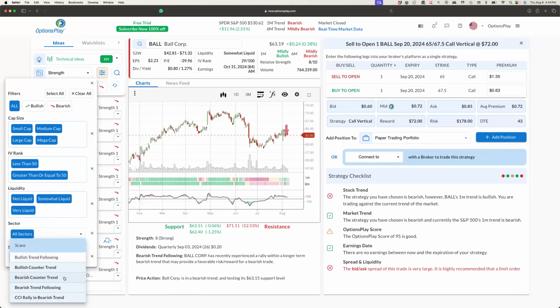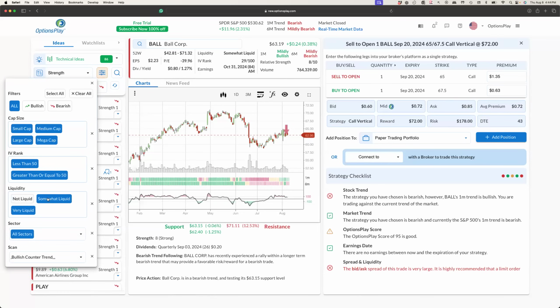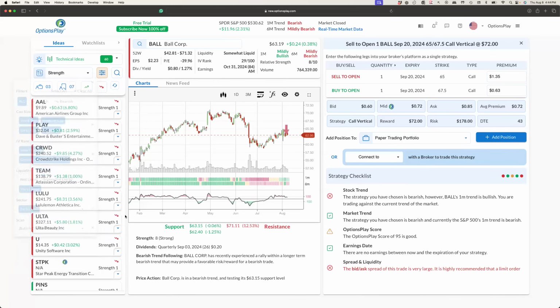But like I said, right now, what I think the better opportunity are the bullish counter trend ideas. And you can even filter out some of the not so liquid names. I usually start my research with the most liquid names first. And then if I don't find anything in there, I might go into somewhat liquid, but I generally will always stay away from symbols that are not liquid because I won't be able to trade options on them. So I generally don't spend a lot of time looking at stocks that I can't trade options on.